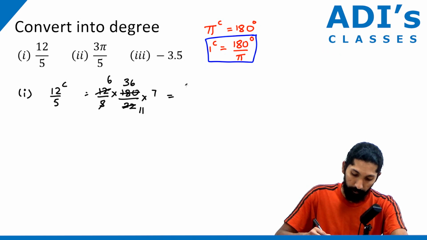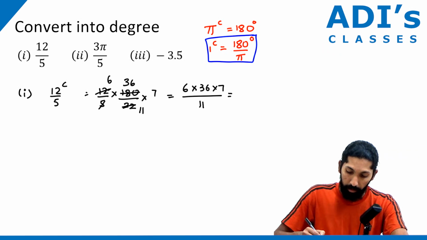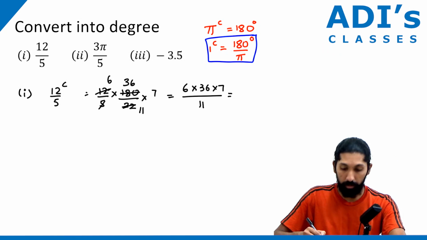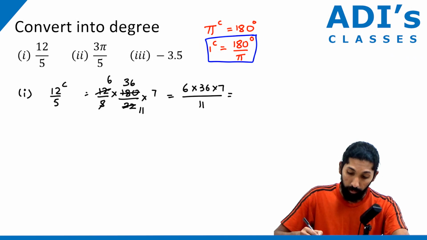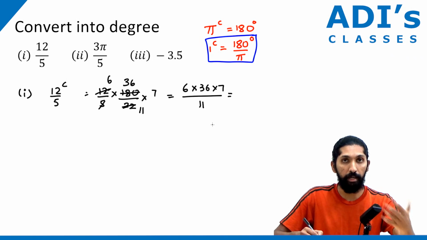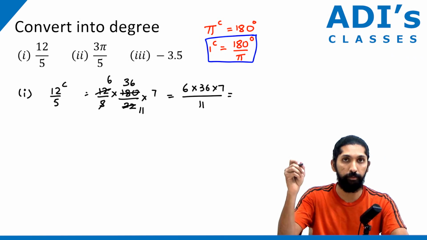So you have 6 into 36 into 7 divided by 11. You can't really divide because 11 is a prime number and nothing cancels out here anyway. Now we have to multiply and divide by 11 to get the answer. Of course, you are going to get it in terms of decimal.